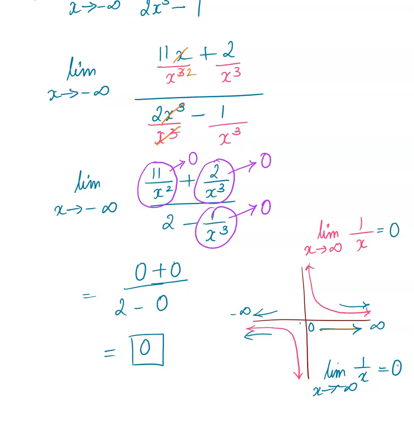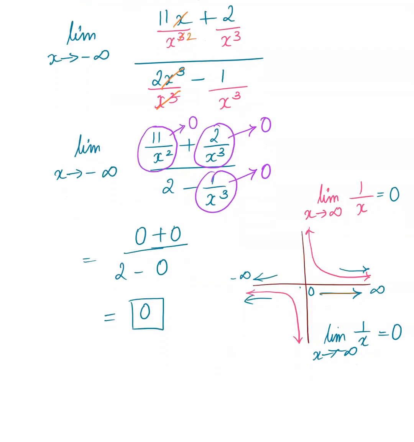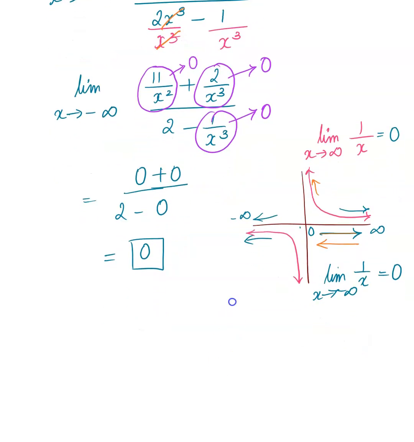Does that make sense? On the other hand, if you change route and say, what if we approach 0? As you get closer and closer to 0, you see that your pink graph gets closer and closer to positive infinity.